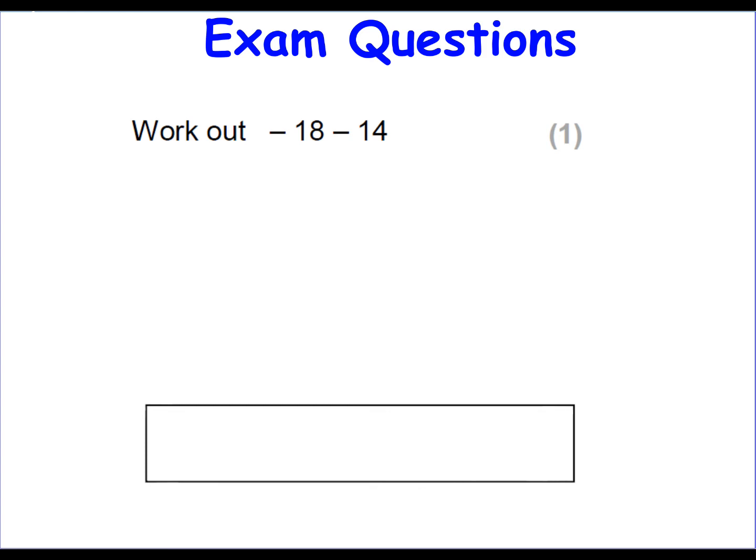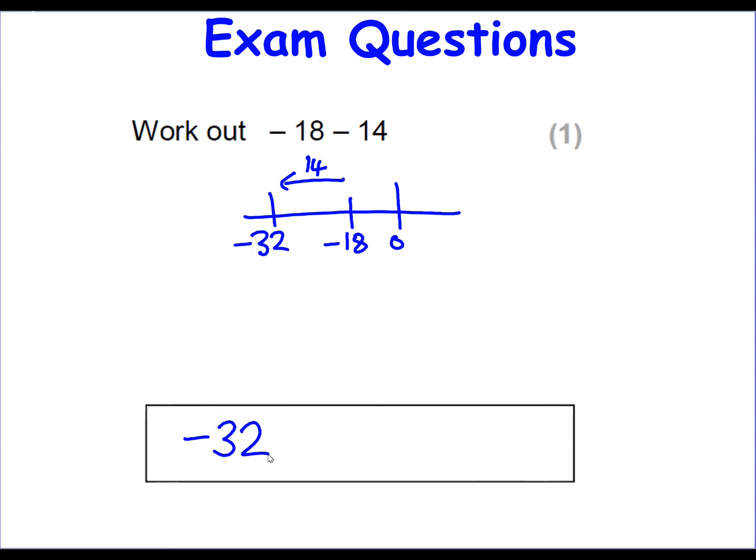Here's an exam-style question from a practice paper. So work out minus 18 minus 14. Remember to use your own number line if you're at all confused. So we're starting at minus 18. The minus is telling us to go in this direction, and we have to go in that direction another 14. So that takes us to minus 32. So the answer to the question for 1 mark is minus 32.